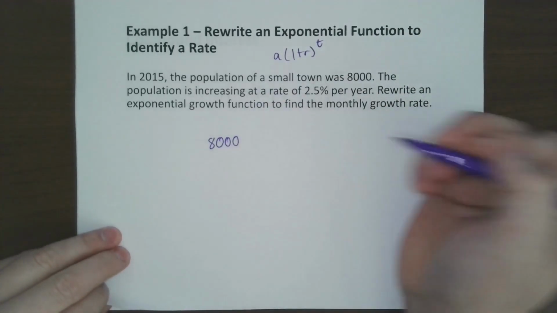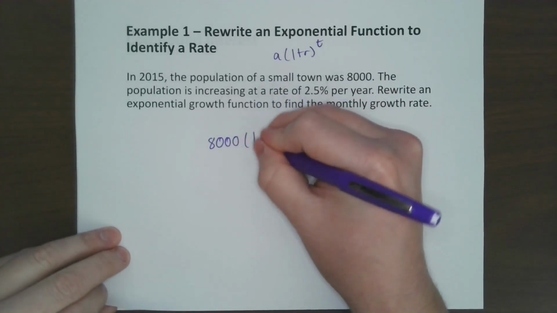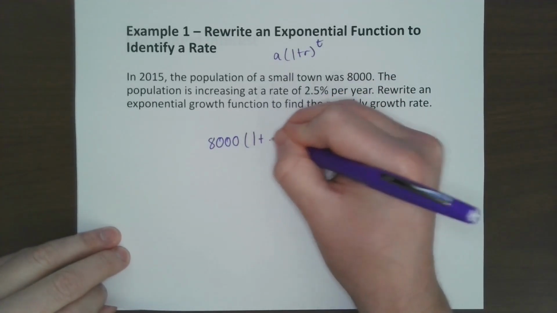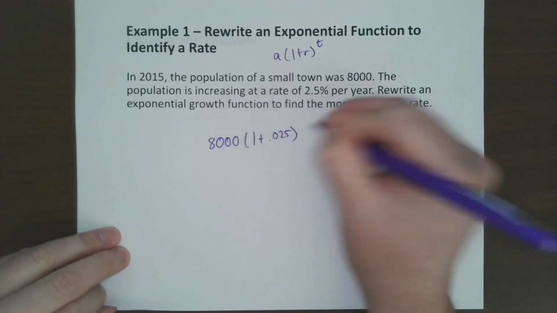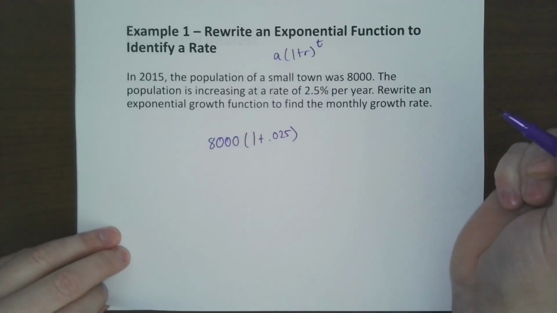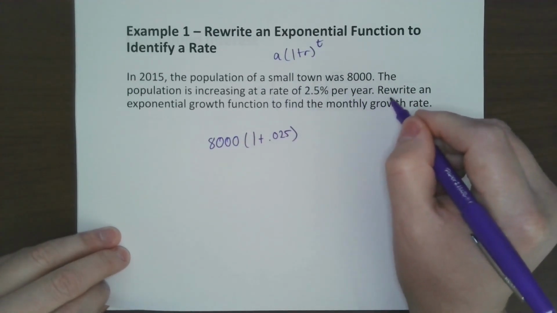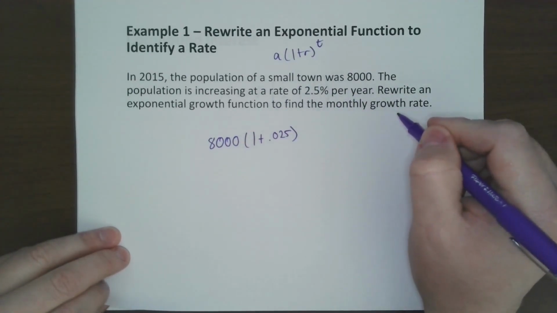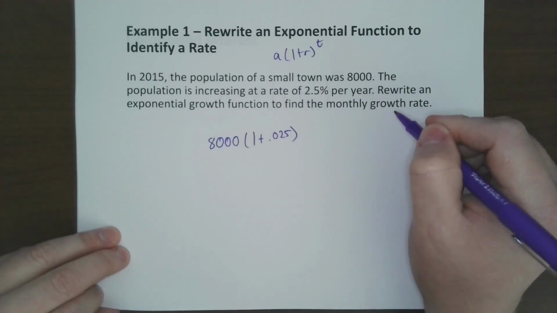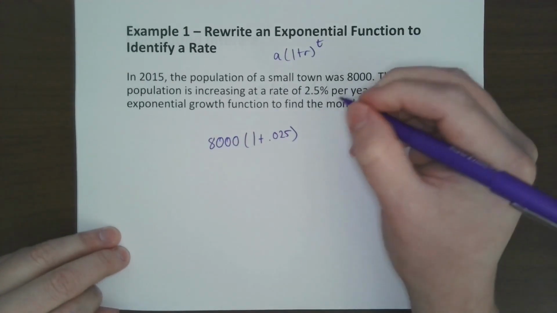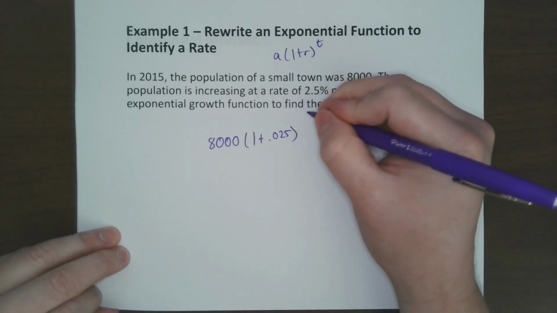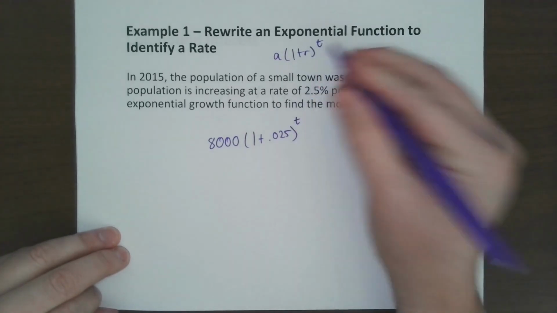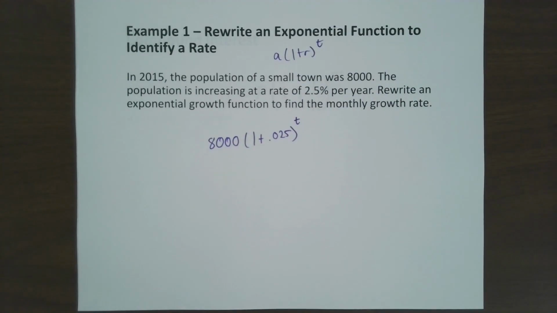So a is our starting amount. Then we're going to go 1 plus 0.025, because we've got to rewrite percentages into decimals. And it says rewrite it to find the monthly growth rate. So this one is for years. So how do we write it for a month?